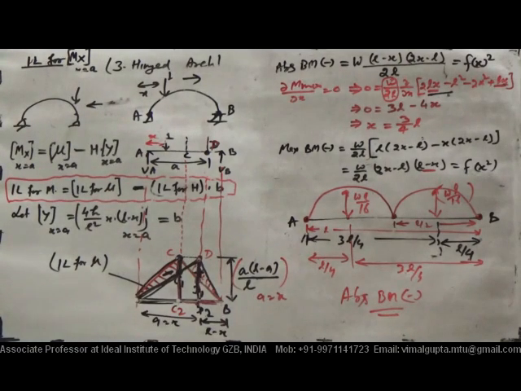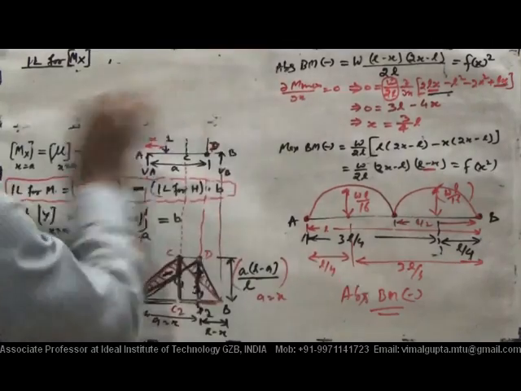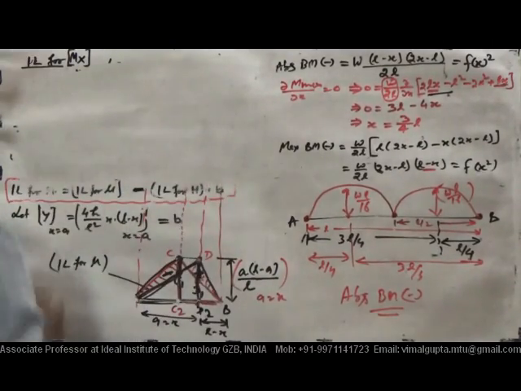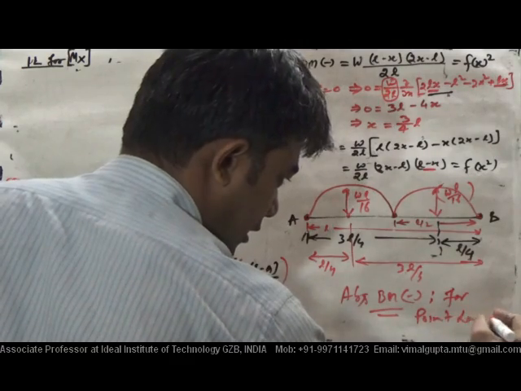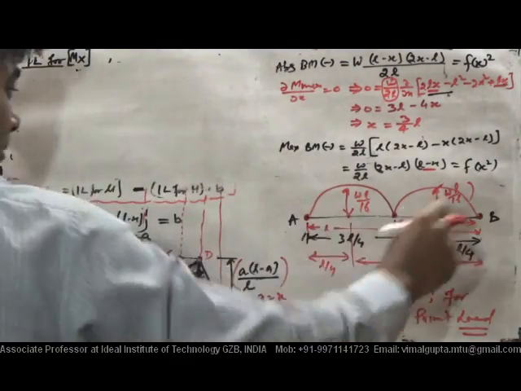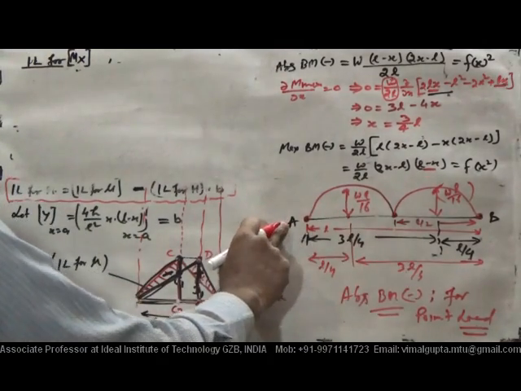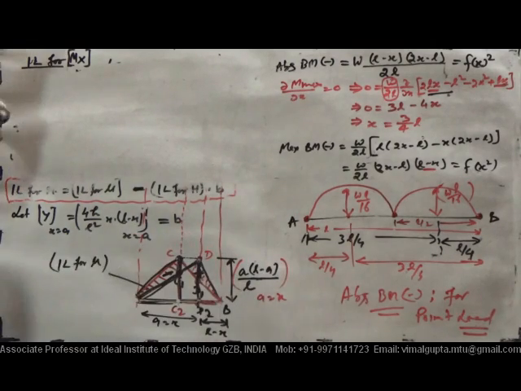Okay, now this was the case for the point load. Similarly, this bending moment equation can also be used for UDL. So the absolute bending moment case is for the point load, just remember the point load. For such type of thing you have to remember this diagram for the other two types of question.